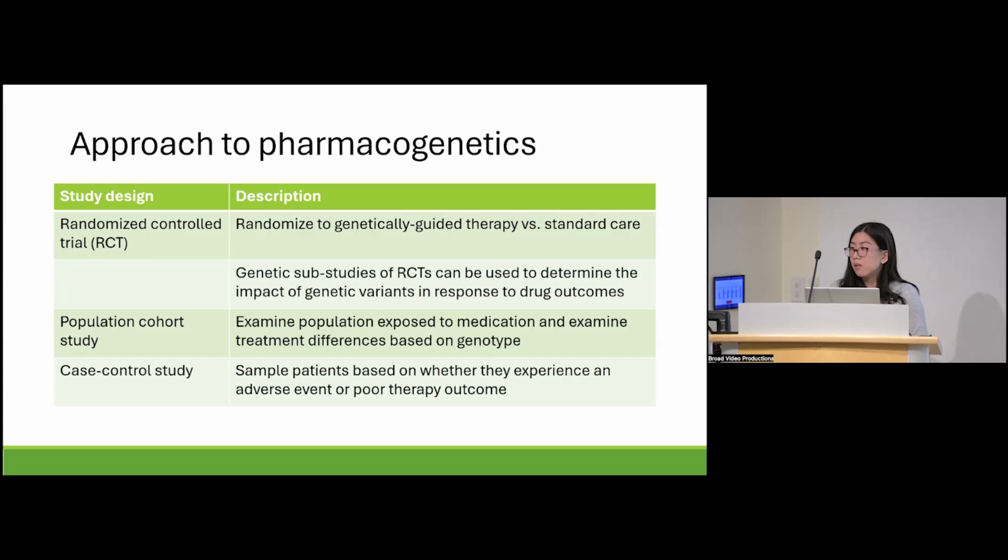We can also use population cohort studies, where you can examine a population exposed to medications and look at treatment differences based on genotype. Many of us are using data that's available in biobanks. You can leverage that and construct cohorts where you can study medication response, but there are obviously some challenges that come with that, which I'll talk about a little bit later. And then finally, you can sample patients based on whether they experience an adverse event or poor outcome and do a case control study and look at genetics in that way as well.